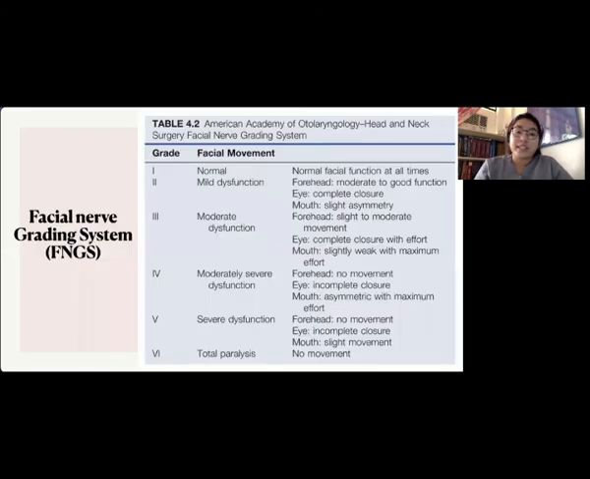Next would be your facial nerve grading system. It is also important to learn about this one. It is graded 1 to 6. Grade 1 would be normal, and the last, grade 6, would be total paralysis. What is noted here is a normal function of the forehead, the eye, and the mouth. Very important to remember is grade 3. If there is complete eye closure with effort, then most likely it's grade 3. But if there is an incomplete closure, then definitely grade 4. So it's always important to remember that. It's usually asked also.